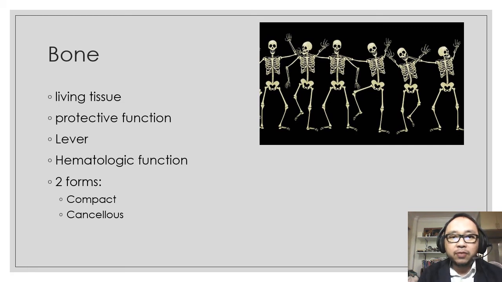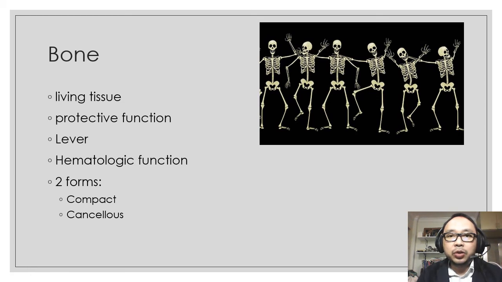So it has a protective function. It protects your vital organs from injury, like inside your rib cage, protects your heart and lung. The sternum and the ribs would also protect the thoracic and upper abdominal viscera. In particular, in orthopedics, it serves as a lever, as in the long bones, and also has a hematologic function as an important storage for calcium as well as bone marrow.